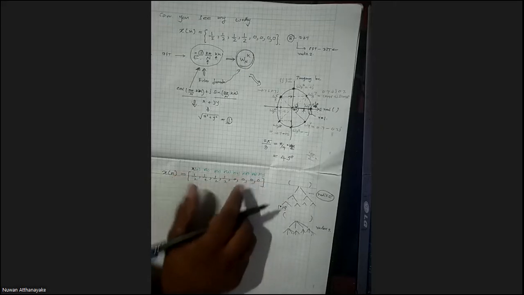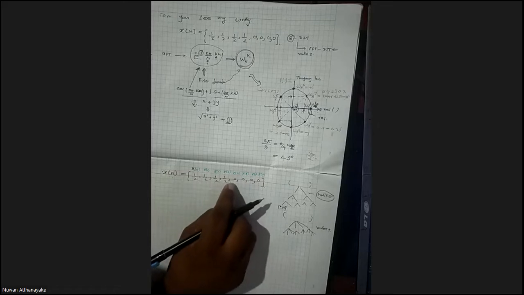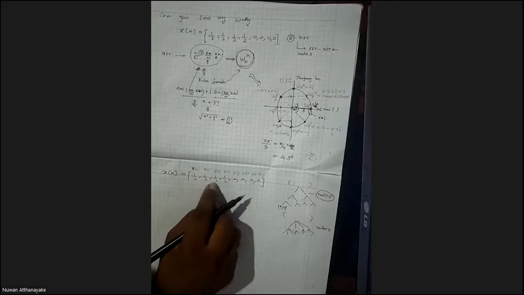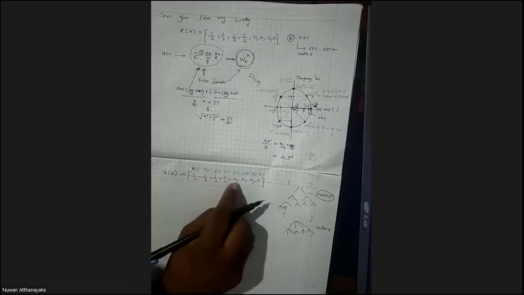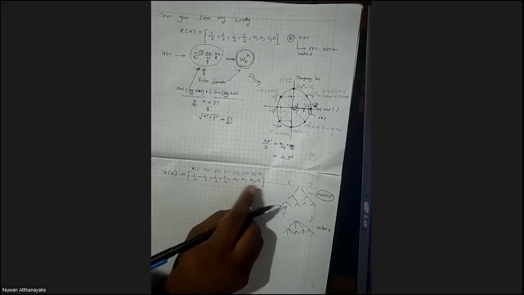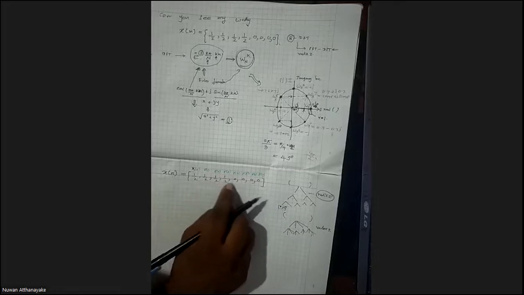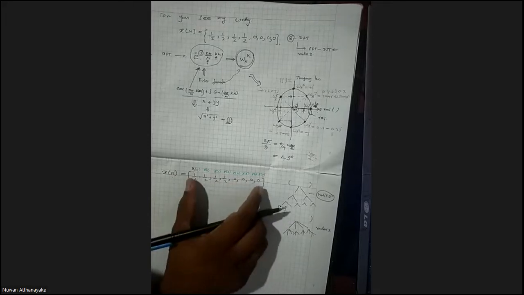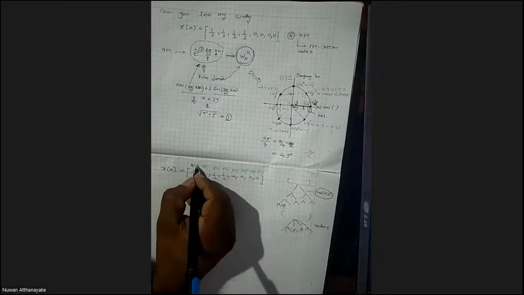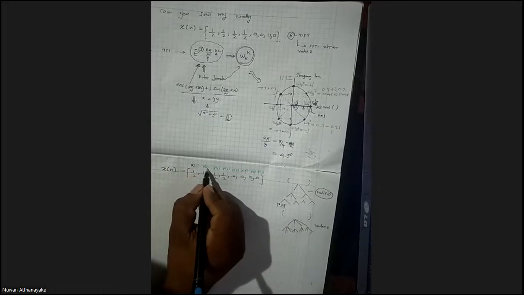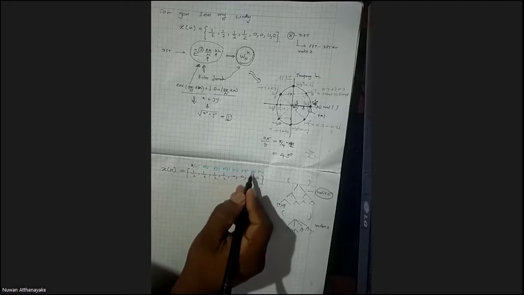So anyway, here the zero-padded signal is given, so definitely it should have only 4 components. Others are zero padded. So we are given the zero-padded sequence, and we need not add additional zeros. Here we have 8 components. This will be my zero component, this will be my first component, this is second, third, fourth, fifth, sixth, seventh.